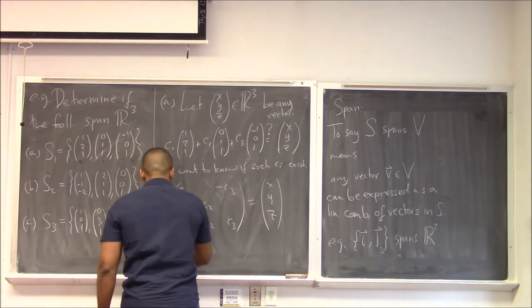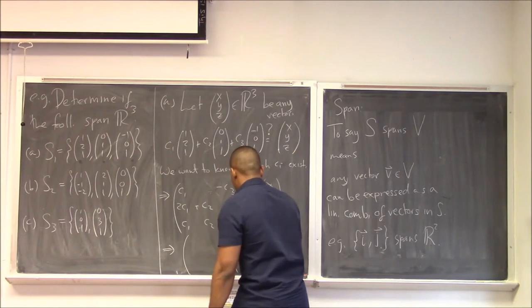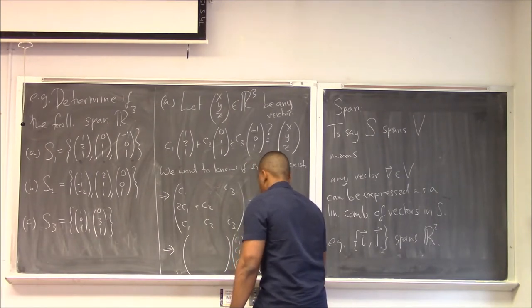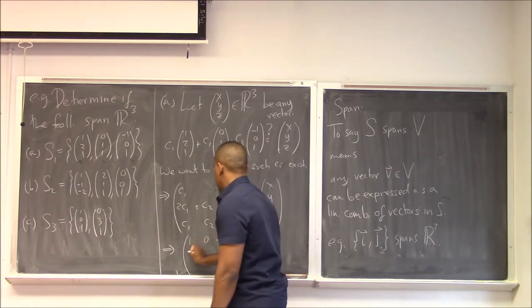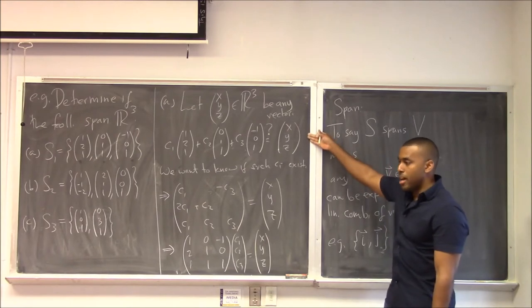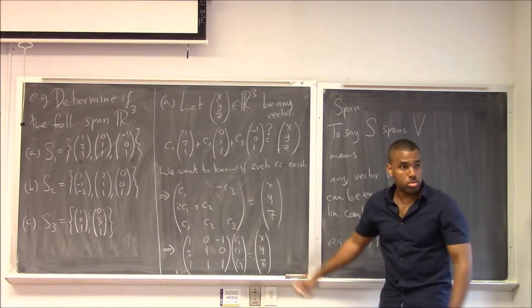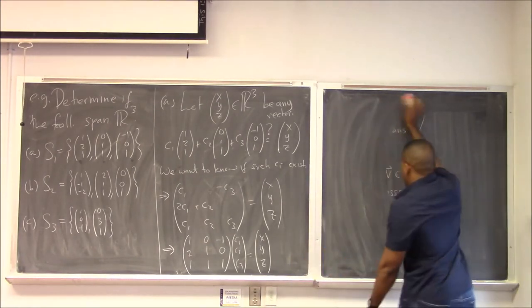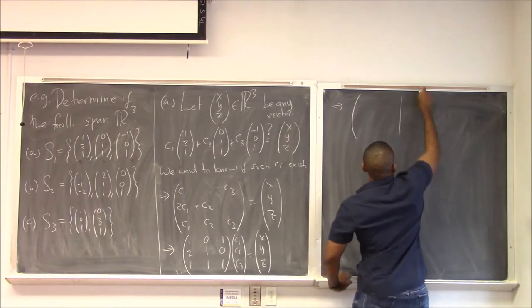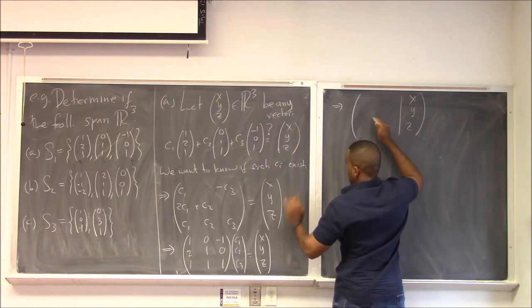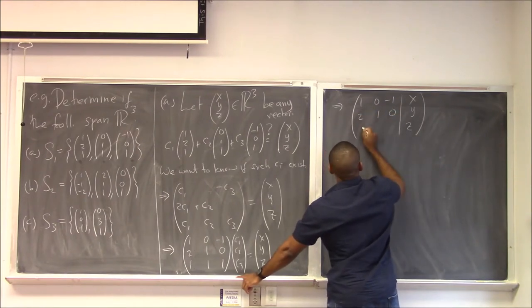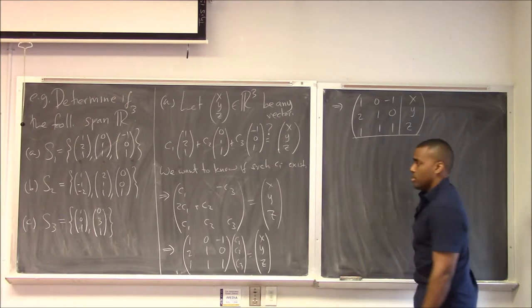I could actually write this as writing out the coefficient matrix. So ultimately, to answer this question, I have to figure out, does this have a solution? One way we can look at this is to just augment. There will be other ways, but I'll mention those after. 0, minus 1, 2, 1, 0, 1, 1, 1. So the idea is we now want to solve this.